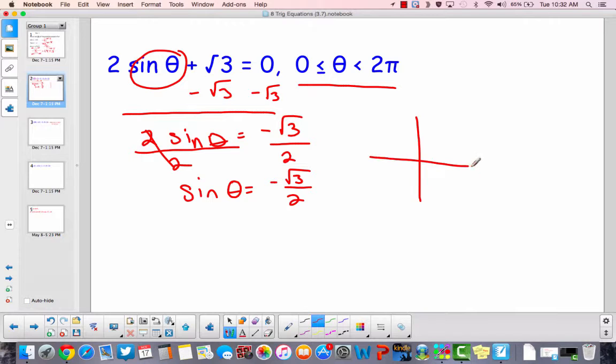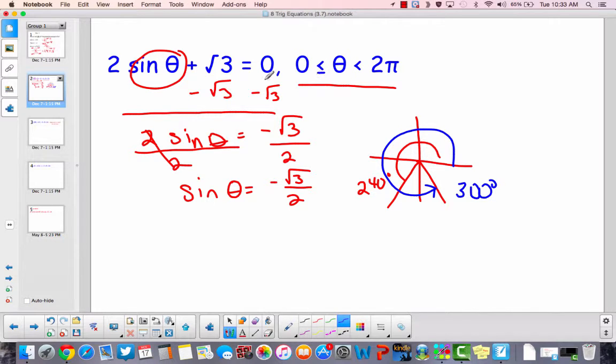So where is sine of theta negative? Well, sine of theta is negative in the third and the fourth quadrant. So we can take either one of those two angles. If we think about it, 240 degrees, because it's the same as our 60-degree reference angle, or 300 degrees, also gives us a negative.